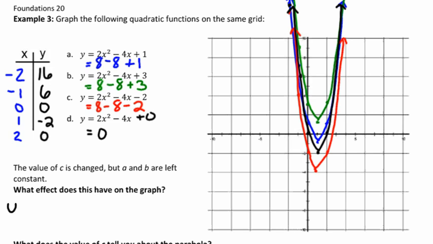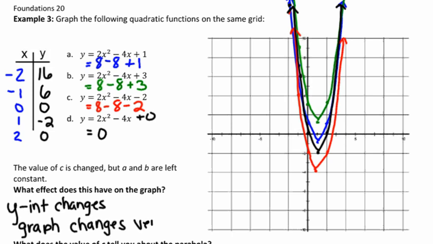So you can say any of the following: the y-intercept changes, and the graph changes vertically as well. Vertically is up or down. We didn't notice it getting wider, narrower, or moving left and right. All of our vertexes are pretty lined up, based on accuracy for plotting points.